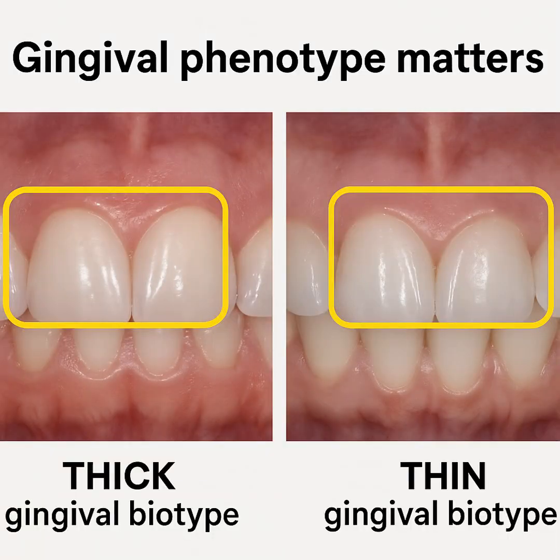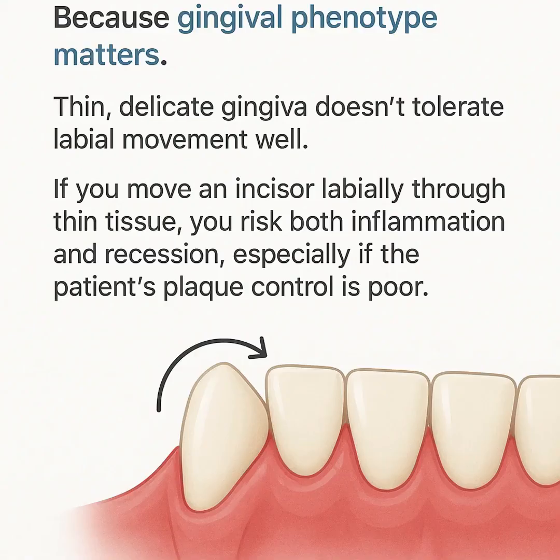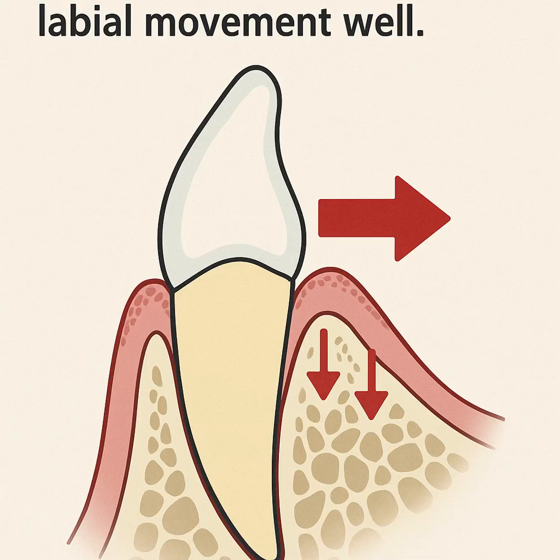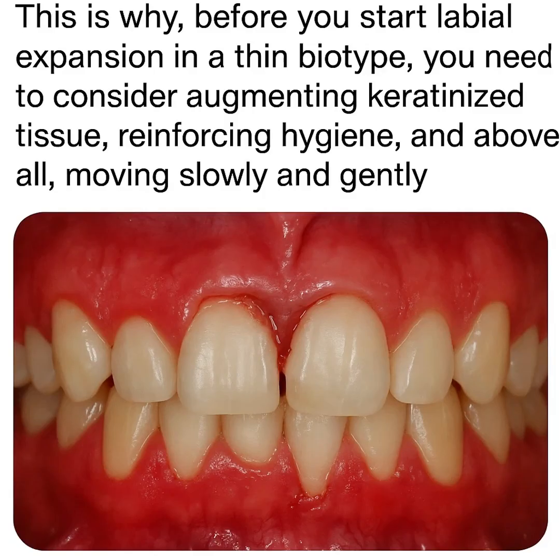Because gingival phenotype matters. Thin, delicate gingiva doesn't tolerate labial movement well. If you move an incisor labially through thin tissue, you risk both inflammation and recession, especially if the patient's plaque control is poor. This is why, before you start labial expansion in a thin biotype, you need to consider augmenting keratinized tissue, reinforcing hygiene, and above all, moving slowly and gently.